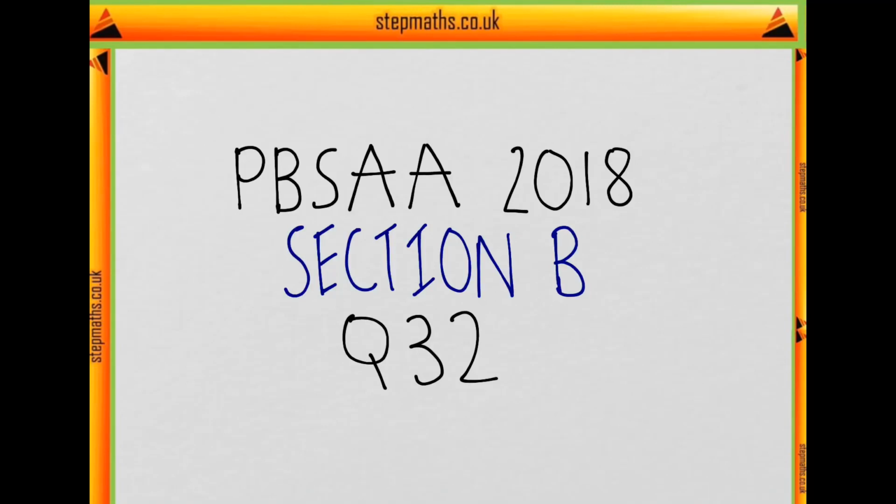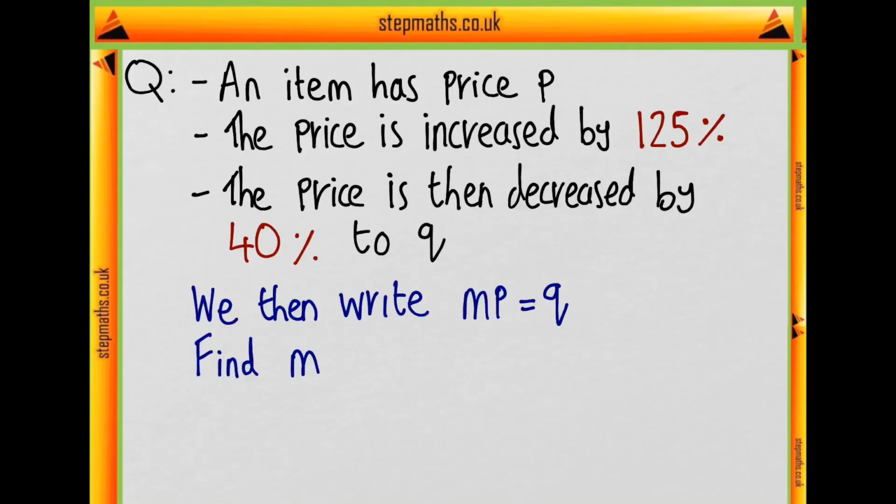This is question 32 from section B of the 2018 PBSAA paper. In this question, we're given an item and told it has some price P. And then we're told this price is increased by 125% and then it's decreased by 40% to Q. And we can write that P and Q are related in some way by M times P is equal to Q. And we're asked to find M.